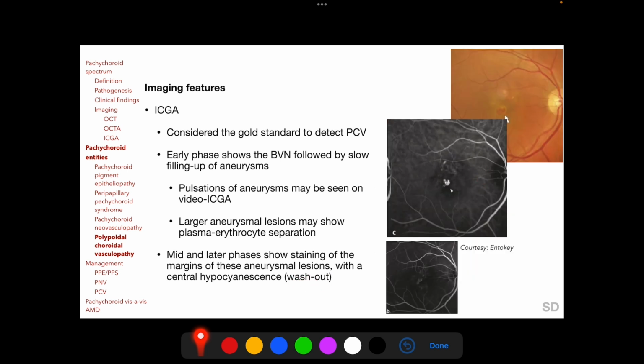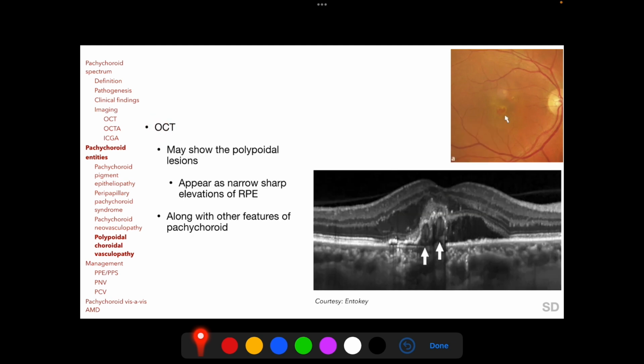In these two photographs, we see a localized area of hypercyanosis on ICGA corresponding to the orange-red nodule on clinical photograph, and the hyperfluorescence on the corresponding fluorescein angiogram is much less prominent than the hypercyanosis in the indocyanine green angiogram. OCT may show the polypoidal lesion, which appears as narrow sharp elevations of the retinal pigment epithelium appearing as inverted U, along with other features of pachychoroid spectrum.